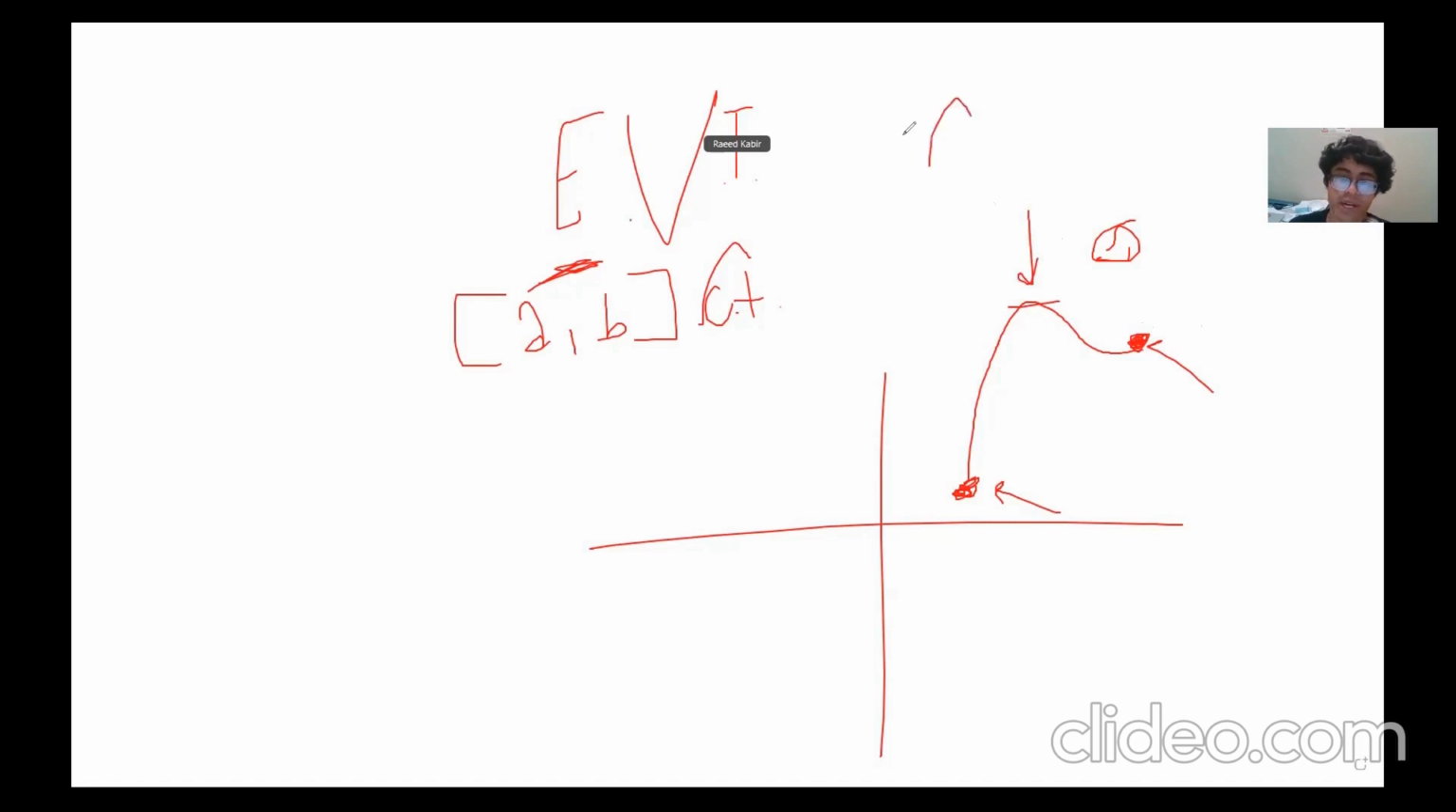You need the f prime of x to be 0 or undefined, and then you need to check if the sign changes from positive to negative for this case. But you know what could also happen? It could be a relative min. Okay, this could happen. And in this case, this is the relative min.